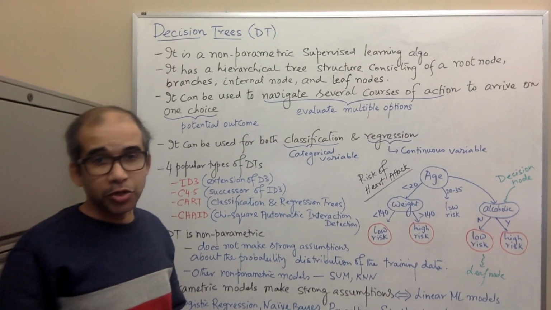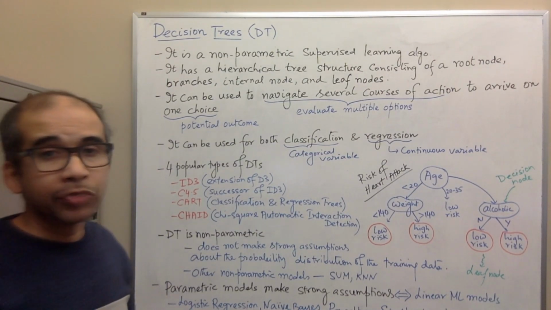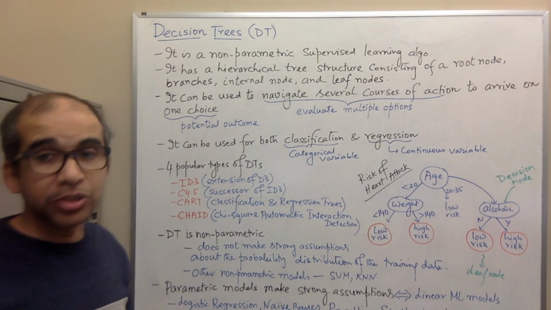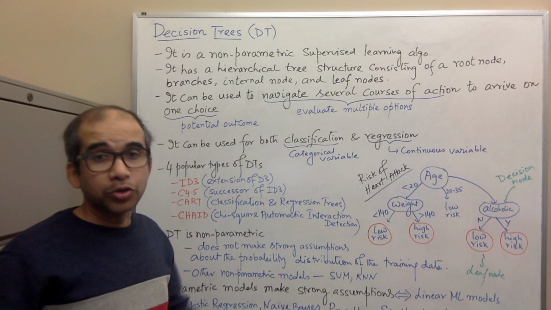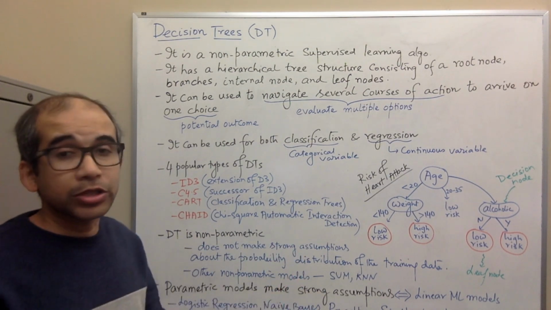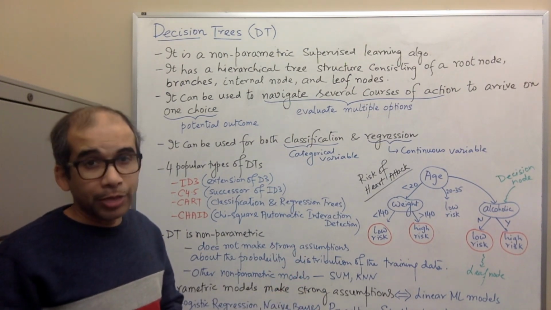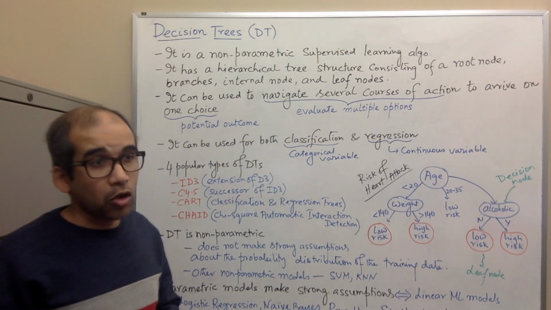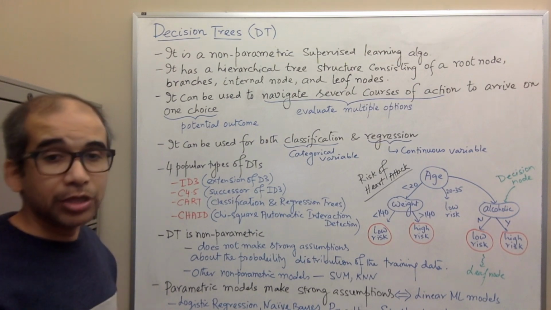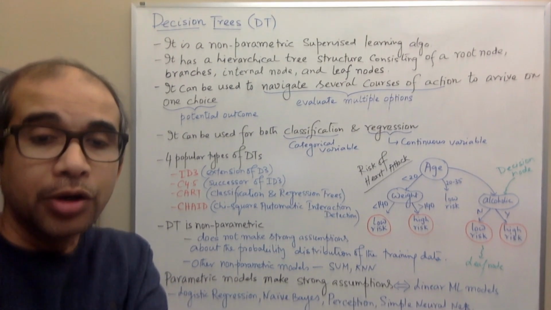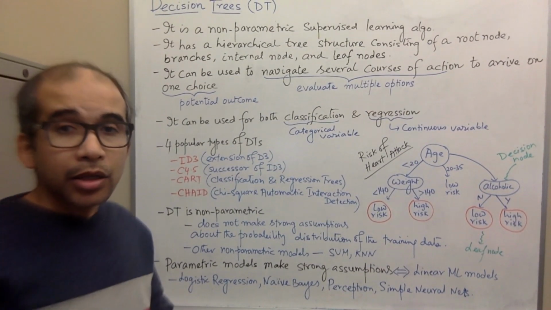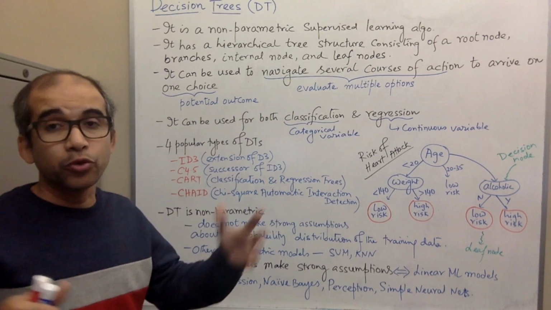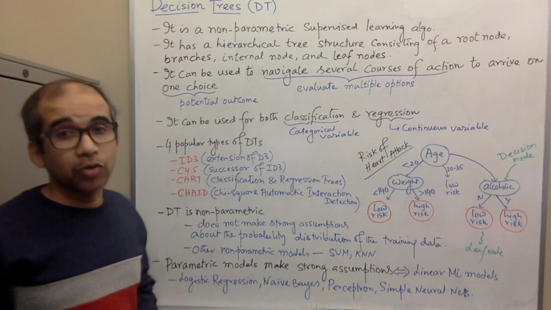Let's talk about decision trees. A decision tree is a machine learning algorithm which is supervised in nature. That means it depends on the training data to train it before it can predict the outcome on unseen samples. It is also a non-parametric supervised learning algorithm. We'll talk about non-parametric a little bit later. It creates a hierarchical tree structure consisting of root nodes, branches, internal nodes, and leaf nodes.